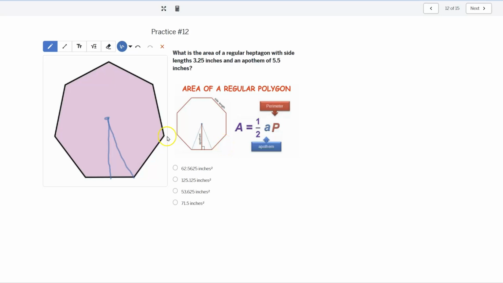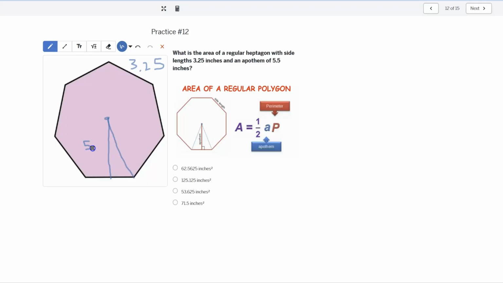So remember, we've got to find that central angle. That's the first thing we do. So since this shape here, we have 1, 2, 3, 4, 5, 6, 7, right? We have a heptagon here, right? With side lengths of 3.25 inches. And our apothem is 5.5 inches.